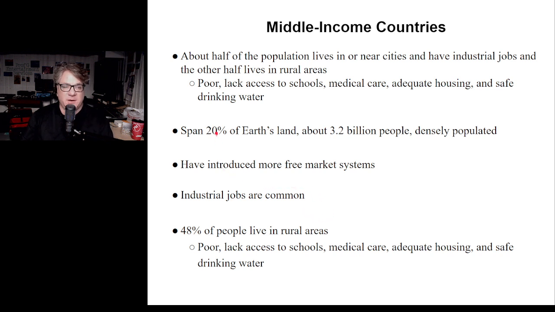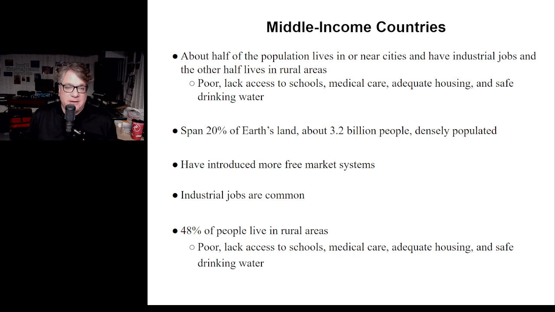They span 20% of the Earth's land area, about 3.2 billion people. That's densely populated. Some of the biggest growth in population around the world is occurring in middle income societies. And we'll talk about that a little bit in the last chapter.